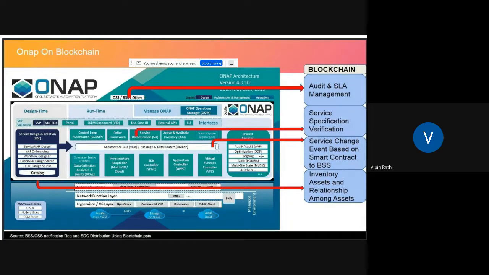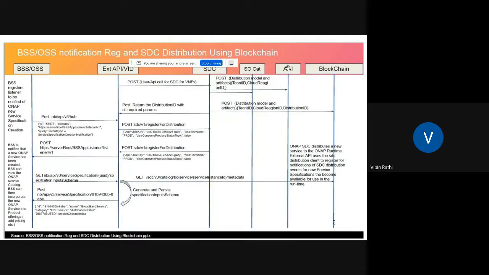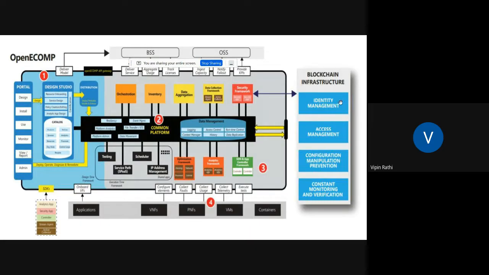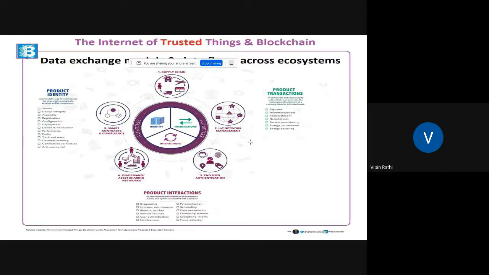Inventory assets and relationships among assets can also be managed. And whatever your software is, end to end, we can add a blockchain layer at the end, so that data can be pushed to the blockchain through APIs. That also can be done. Same thing, but more in Open ECOMP also. Nowadays, people are trying to use this blockchain infrastructure for identity management, access management, and configuration manipulation prevention. This is important, because in this networking world so many things are getting automated. If I run some script, it might break some other thing as well. So configuration manipulation prevention can be done through smart contracts, along with constant monitoring and verification. If some changes happen, then smart contracts can be triggered to solve problems as well.